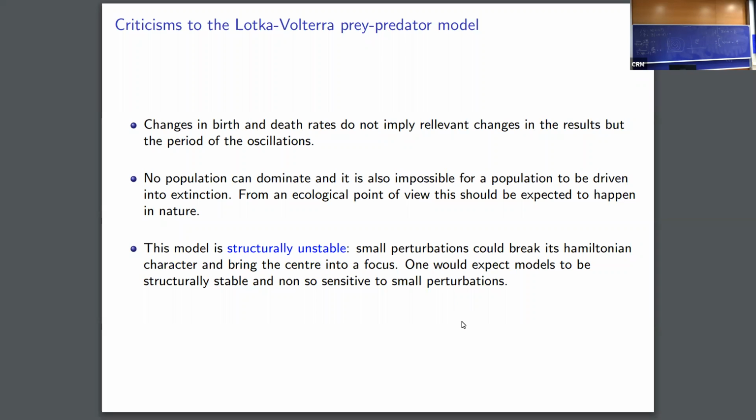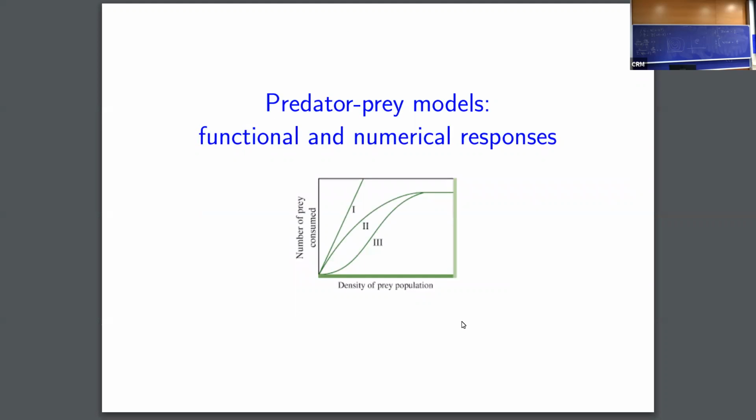Let me go to a more, say, realistic mathematical prey-predator model, okay? And then I have to talk about what functional and numerical responses are. So assume that you have a prey-predator model. You have your prey. In this case, H will be my prey. The predator will be P. And I want to do a very, very simple model. Let me start with my intentions, and then I will discuss a bit how to do it.